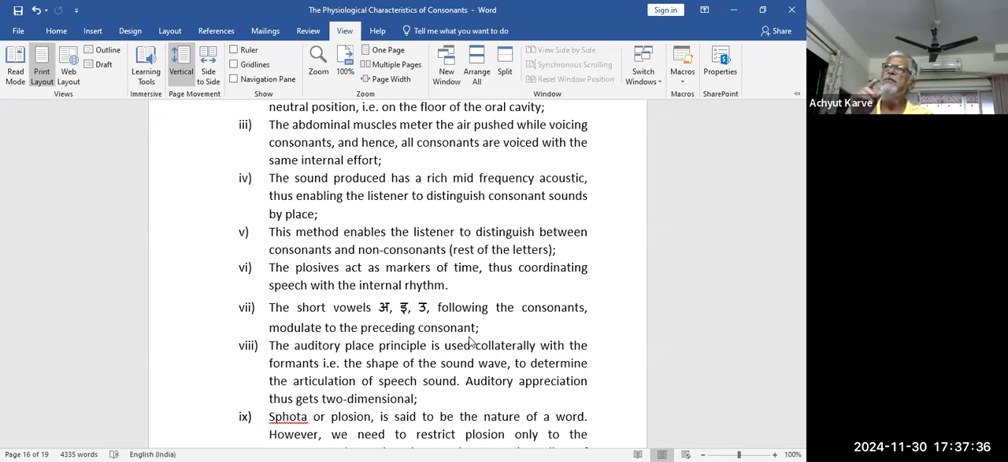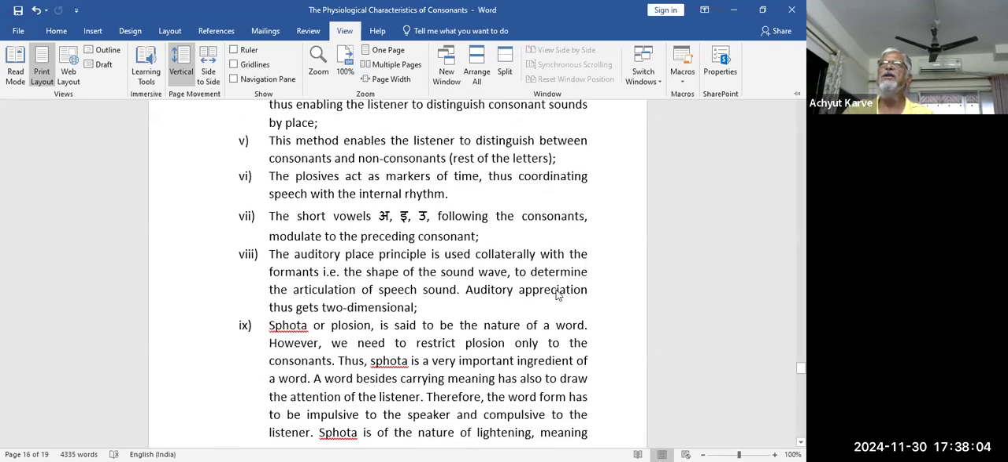And thus the okara in takara is a different a than the akara in khakara. So the a changes, and therefore we get 18 anas. This is another aspect which we will deal with in great detail in the section on vowels or other letters of the Sanskrit language. The auditory place principle is used collaterally with the formants, that is the shape of the sound wave, to determine the articulation of speech sound.